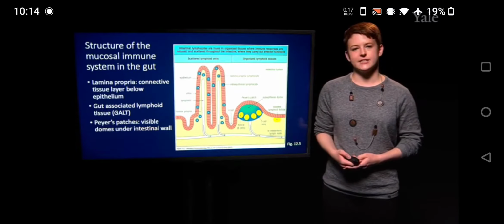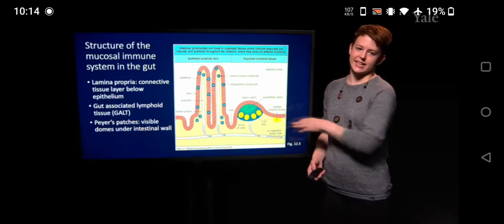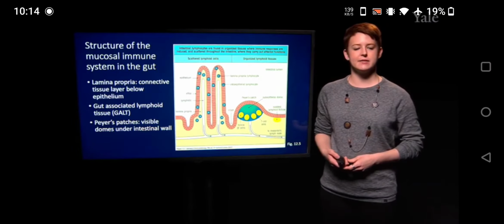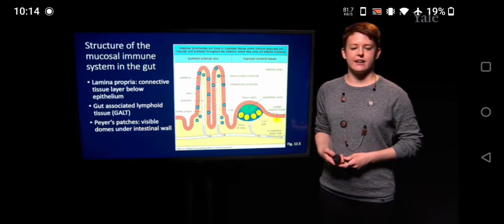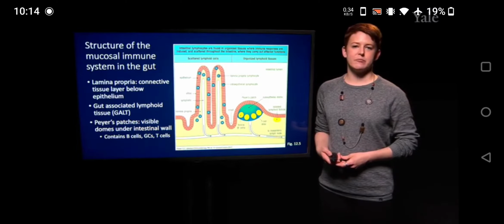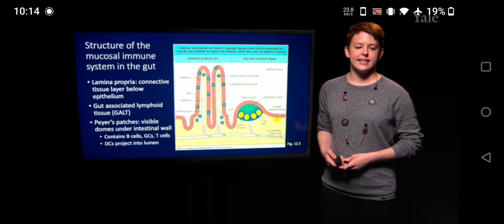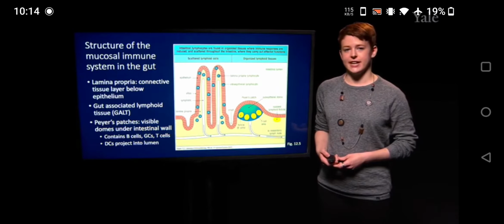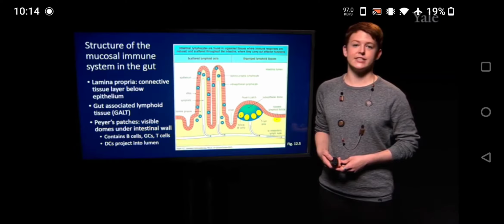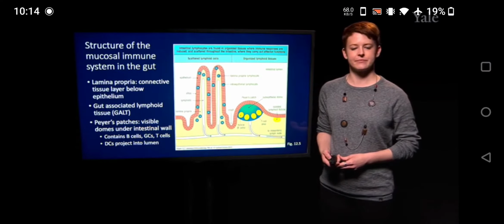Another region that's very important is the Peyer's patches, which you can see in this blue spot. The Peyer's patches actually form visible domes and contain B cells, germinal centers, and T cells. And dendritic cells actually project from the lamina propria and Peyer's patches into the lumen of the gut, which we'll talk about a little more later.